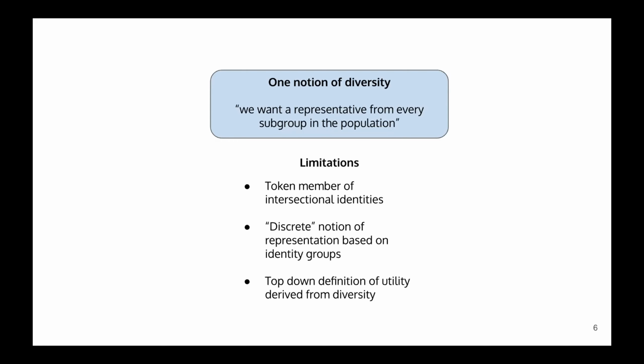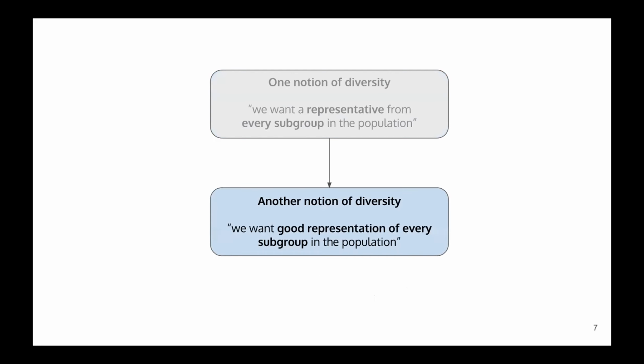And lastly, and most importantly, oftentimes we describe diversity as a top-down singular objective. An institution or decision maker asks just the yes or no question: is this diverse or not diverse? But when we want to accomplish goals such as representing different individuals or subgroups as well as we can, this is naturally a multi-objective problem. So in our work, we are motivated by this definition that we want good representation of every subgroup in the population.